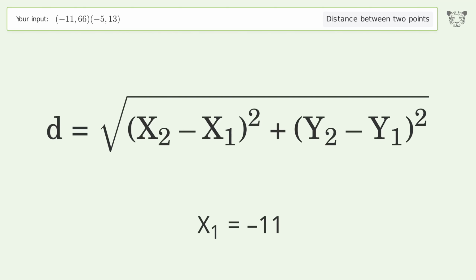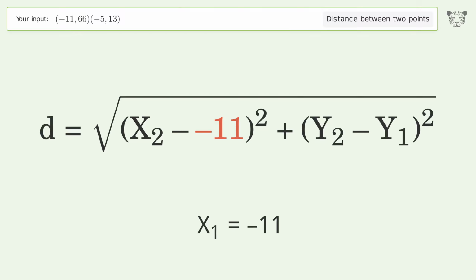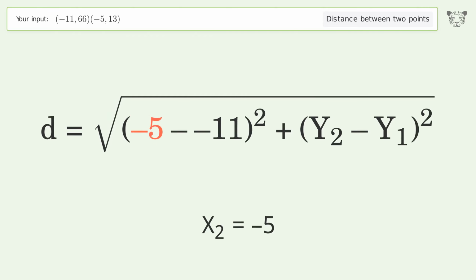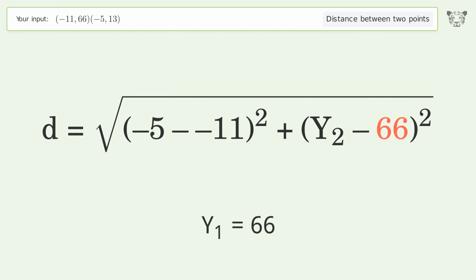x1 equals -11. x2 equals -5. y1 equals 66. y2 equals 13.